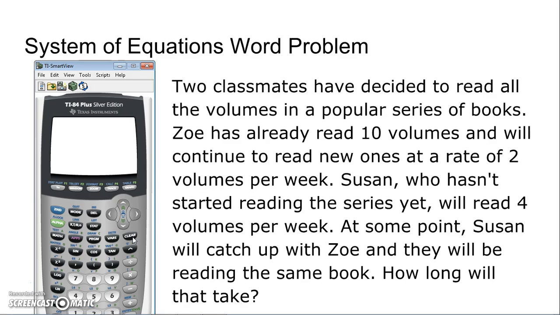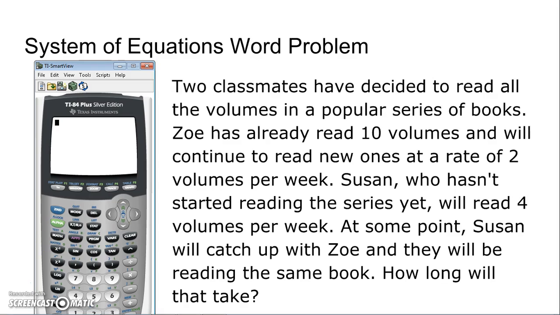Two classmates have decided to read all the volumes in a popular series of books. Zoe has already read 10 volumes and will continue to read new ones at a rate of 2 volumes per week. Susan, who hasn't started reading the series yet, will read 4 volumes per week. At some point, Susan will catch up with Zoe and they will be reading the same book. How long will that take?